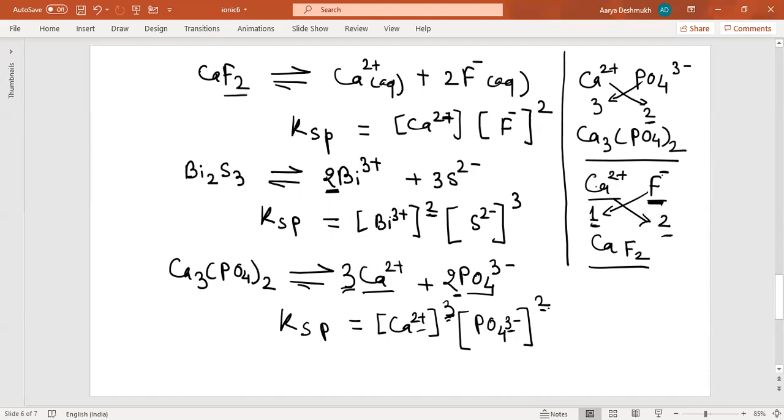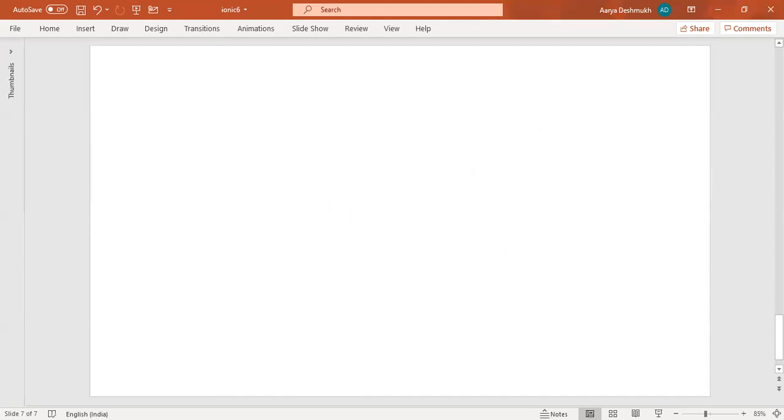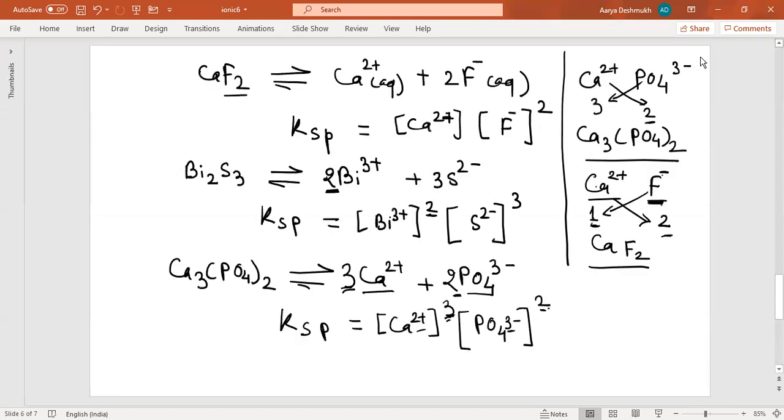So this is about the buffer action and the solubility equilibria. Now we'll talk about the molar solubility in the next lecture. Thank you.